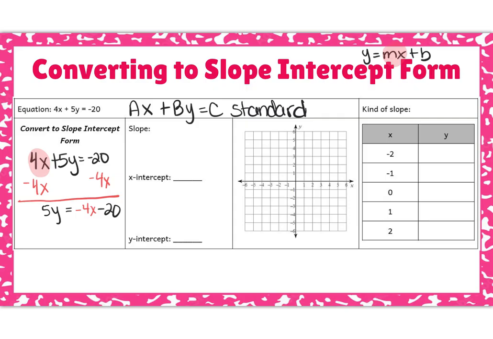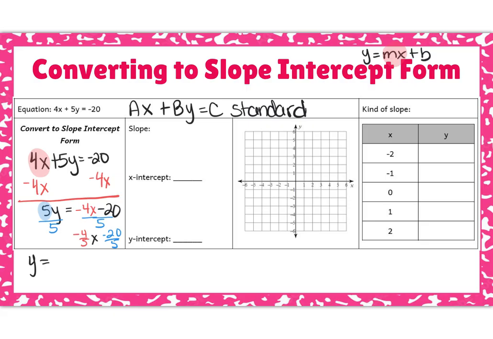Next, I want to isolate my 5. I want to get rid of 5 because I want to have y all by itself. So I notice that I need to divide both sides by 5. So I am left with y equals. Now that giant fraction on the right is the same thing as saying negative 4 over 5 x and negative 20 over 5. Having a giant fraction just helps you not write the number 5 two times.